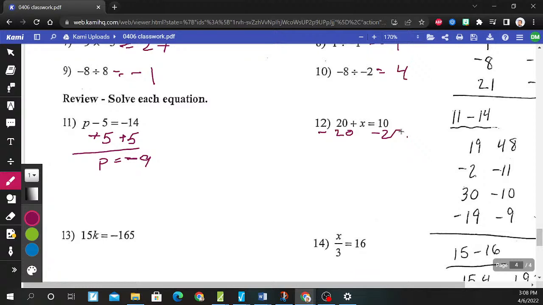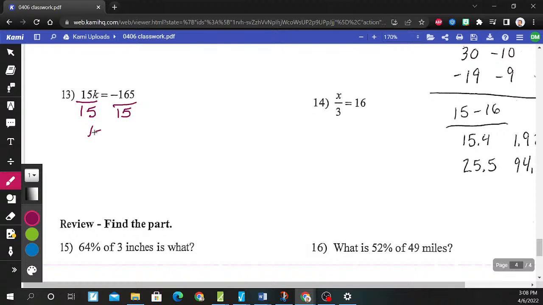To undo multiplication, we divide. So we divide both sides by 15. And so K will be -11. Over here, to undo division, we multiply. So we multiply both sides by 3. And so X equals 48.